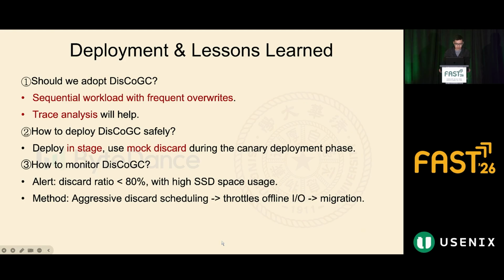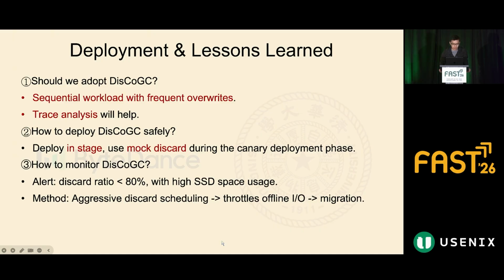Some lessons learned from DiscoGC. The first one is, should we adopt DiscoGC? Sequential workload with frequent overwrites is good for DiscoGC. If you are not sure of that, please do trace analysis first. The second one is how to deploy DiscoGC safely. Our advice is to deploy in stage. Use mock discard during the canary deployment phase.